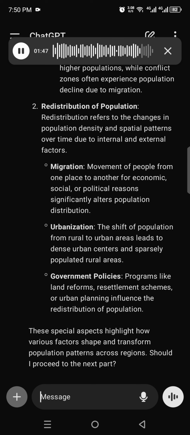Government policies. Programs like land reforms, resettlement schemes, or urban planning influence the redistribution of population. These special aspects highlight how various factors shape and transform population patterns across regions.